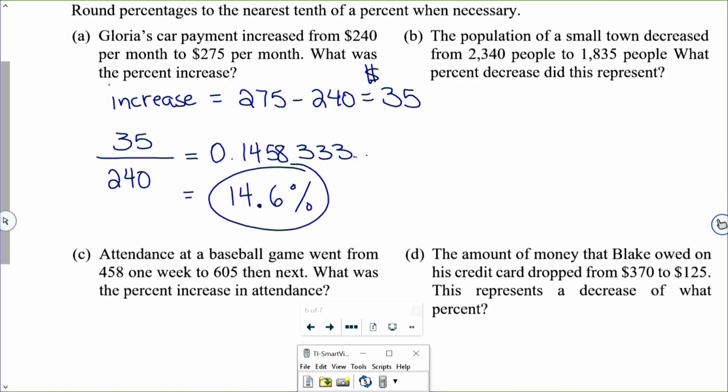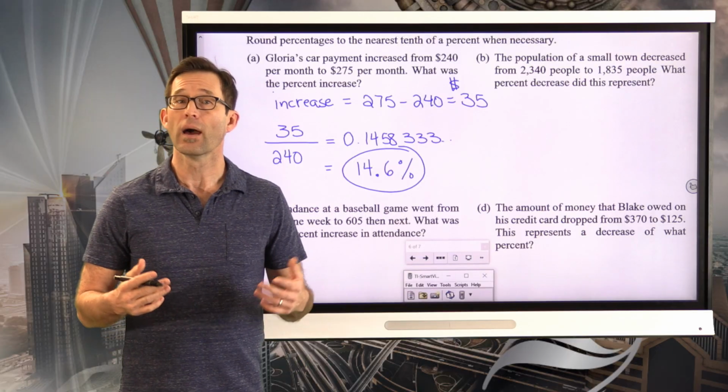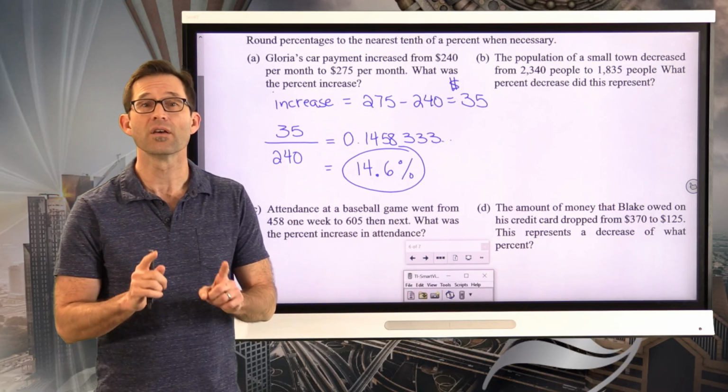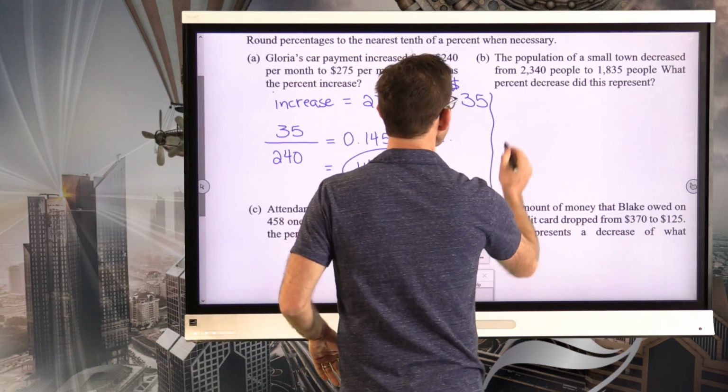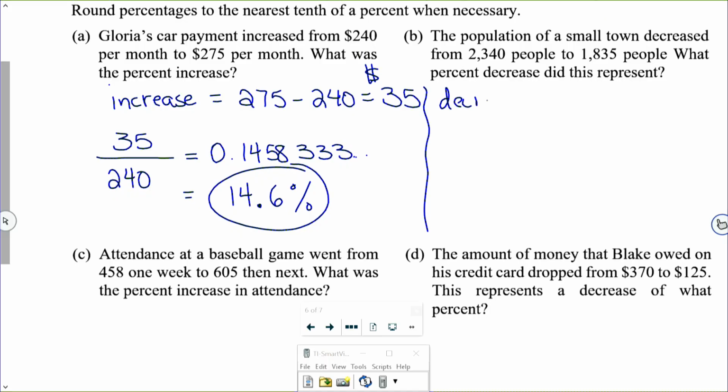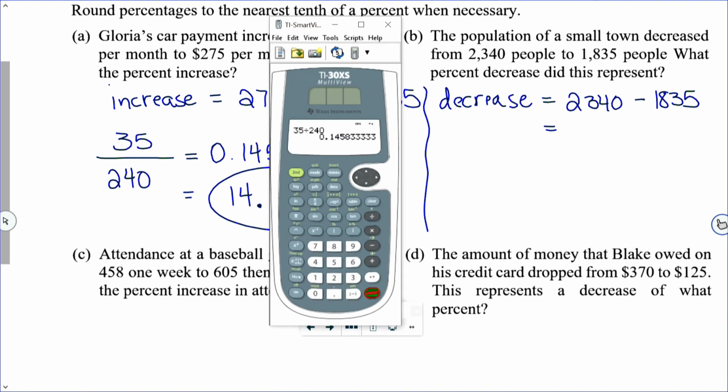The population of a small town decreased from 2,340 people to 1,835 people. What percent decrease did this represent? Now again, the first thing I need to do is just figure out how much did it decrease? How much did it go down? So the actual decrease itself will be 2,340 minus 1,835. Again, real quick, let's do that on the calculator.